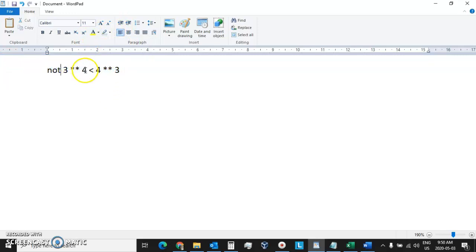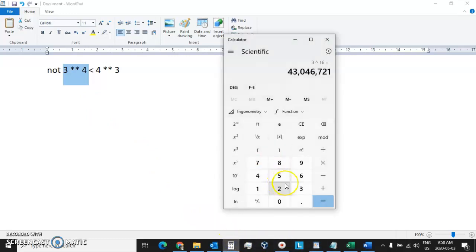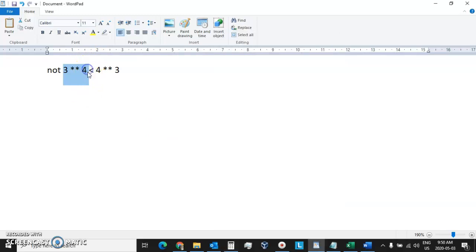So 3 to the exponent of 4. So 3 times 3 times 3, 4 times. So 3 times 3 is 9. And times 3 again is 27. Times 3 again is, well, 27 times 3. So I'm going to use my calculator. Or better yet, let's do the whole thing from the beginning. 3 exponent 4, and that gives us 81. So we have 81 there.